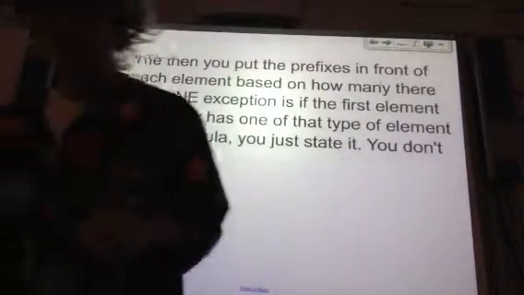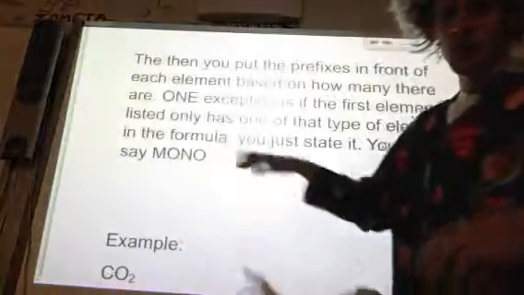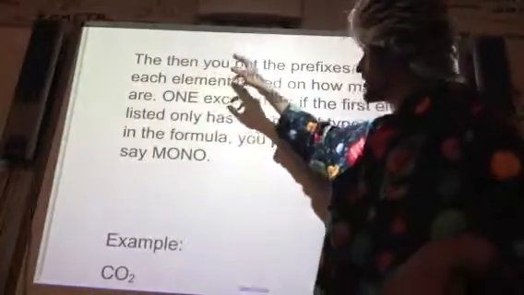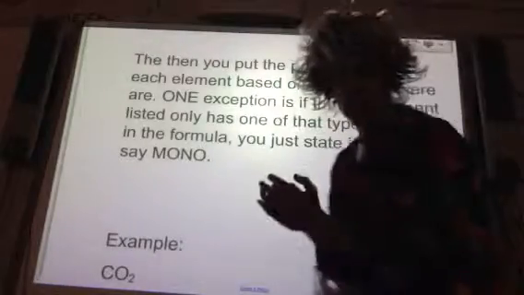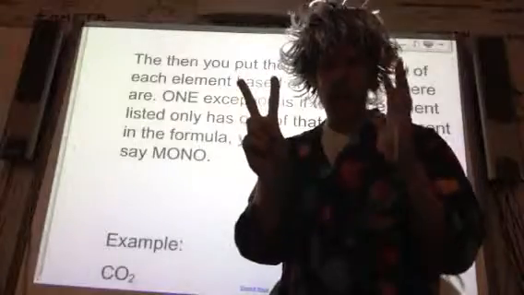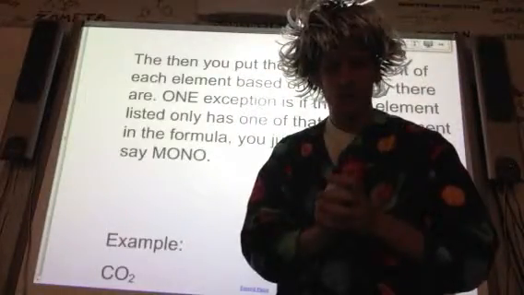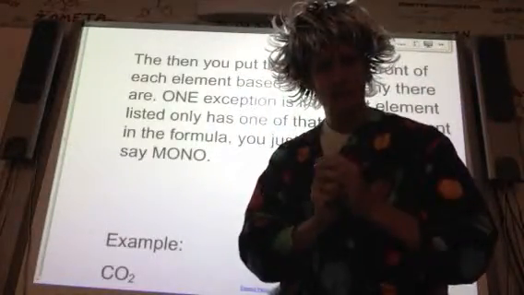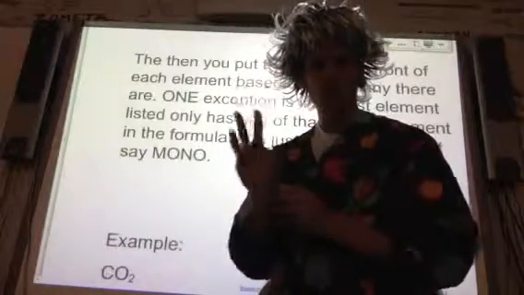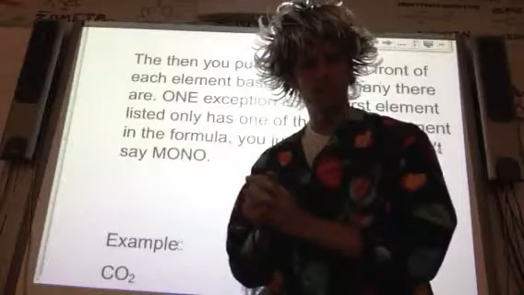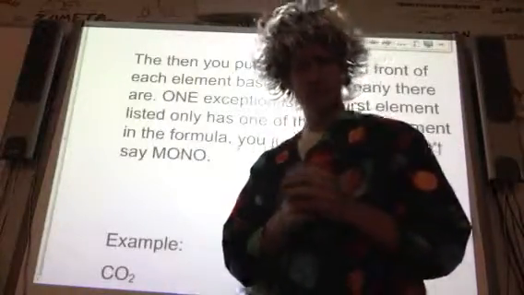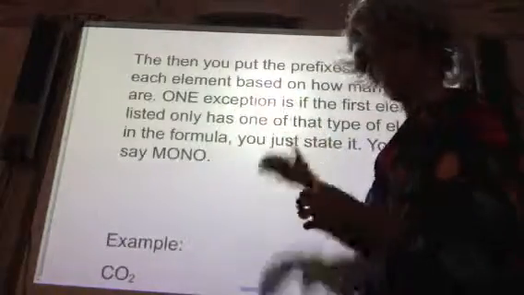Okay, so, long bunch of words here, I'll explain in a second. What you do is you put the prefixes in front of each element. So let's say there were two oxygens. It would be dioxide. Okay? If there were three oxygens, you would say trioxide, or trichloride for three chlorines. You do that for every single element.